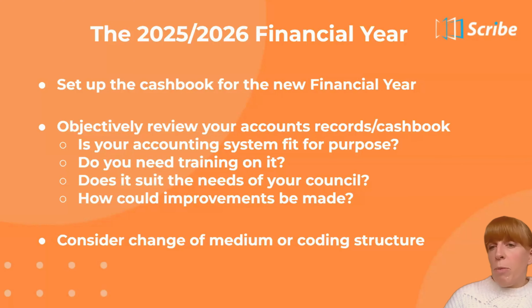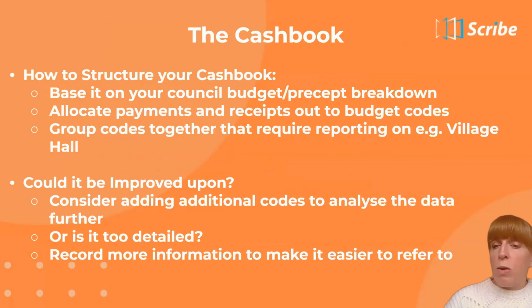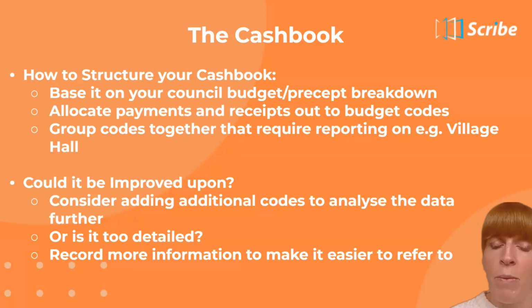So just thinking in a little more detail about structuring your cashbook. It sounds really obvious, but I've seen so many where it hasn't actually happened: you want to base it on your council budget and your preset breakdown. So you're allocating the payments and receipts to your budget code, so you can have a look and say, what have we spent against this budget line? Where are we overspent? What are the variances? That sounds really obvious, but often that doesn't happen.